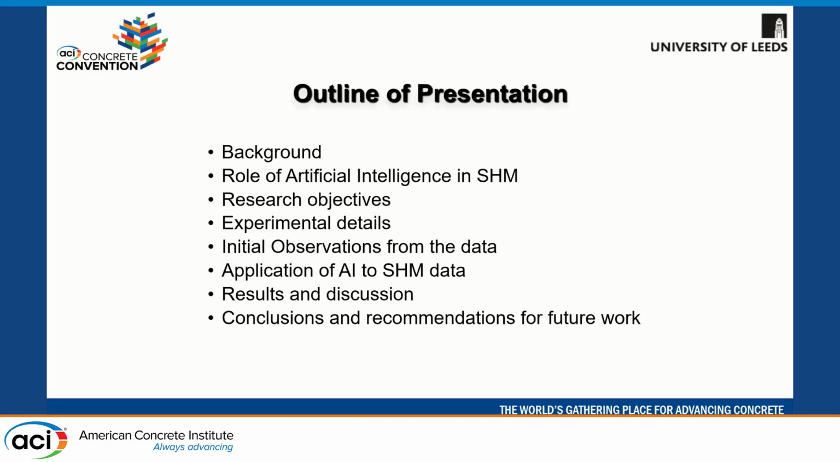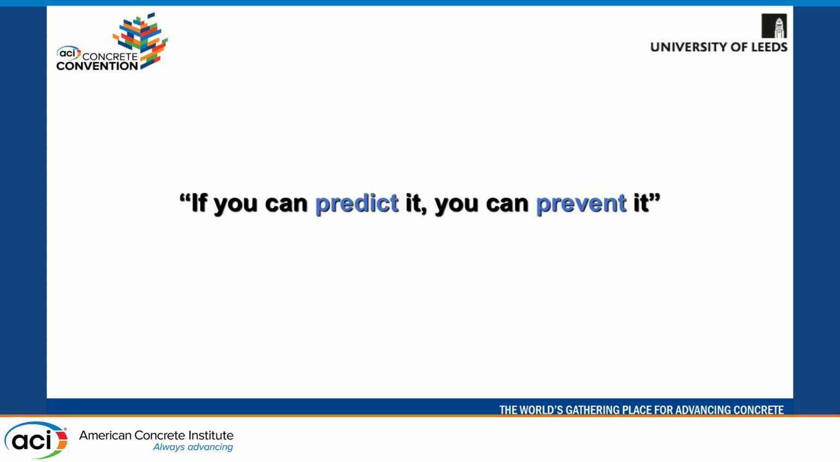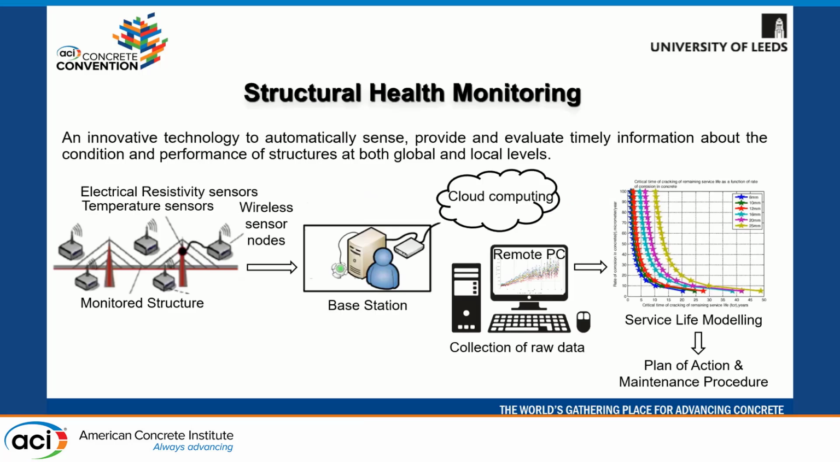Outline of the presentation: I'll discuss structure health monitoring, its issues, the role of artificial intelligence in structure health monitoring, research objectives, experimental details, initial observations from the data, application of AI to SHM data, results, and conclusions and recommendations for future works. So let me begin my presentation by saying, if you can predict it, you can prevent it. So that is the rationale behind structure health monitoring.